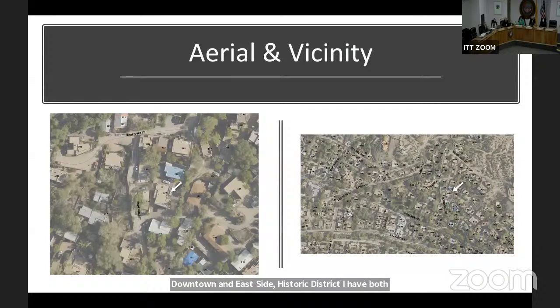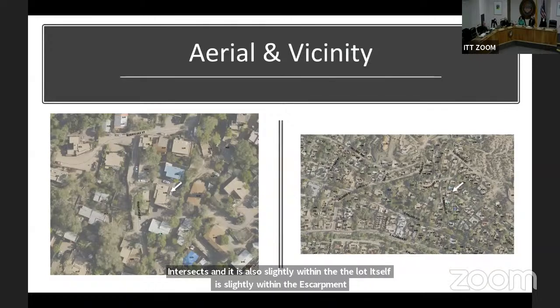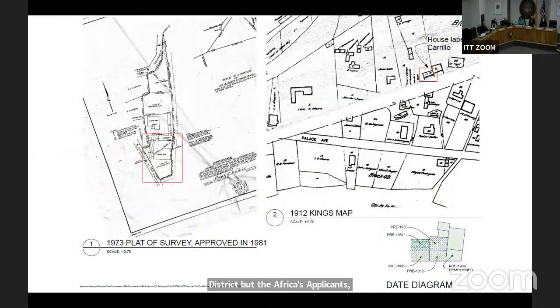I'm sorry, it's a little small to see, but the site is located off of Rodriguez Street, and in the overall vicinity is located to the east of Armijo Street, where Armijo and East Palace Avenue intersect. And the lot itself is slightly within the Escarpment District, but the applicant's proposal stays out of that area. So with reference to the construction of the house, you do have a HCPI in the packet that illustrates the history and construction of the home.